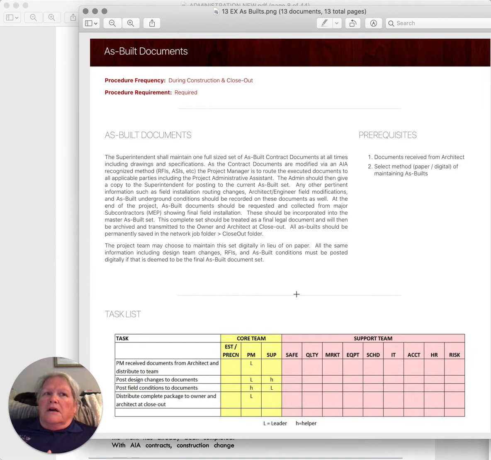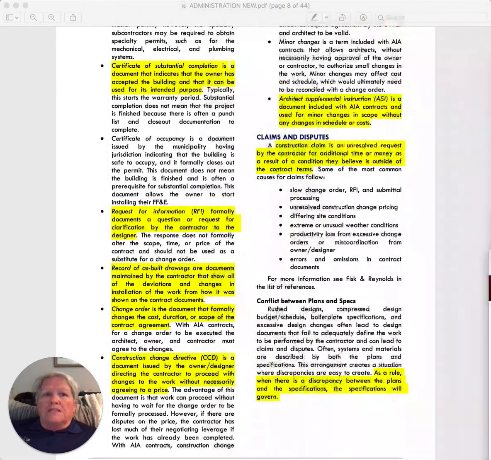So typically Bluebeam or sometimes AutoCAD is used. It just depends upon the general contractor and what their preferred medium is and what the owner asks for. Some owners may ask for a specific software because that's the kind of software that they're using to manage their system of documents.